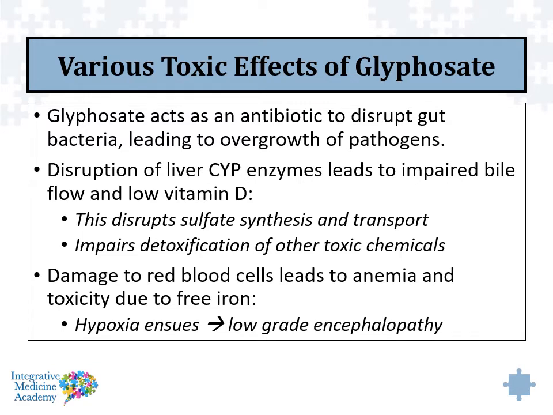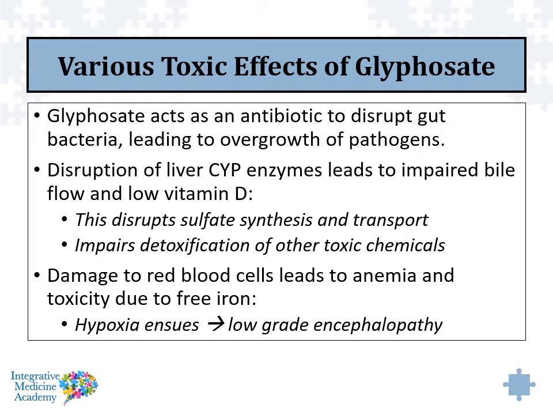So we know that glyphosate can act as an antibiotic. It basically can disrupt the gut bacteria, can lead to an overgrowth of pathogens like Clostridia bacteria. It can disrupt various enzyme pathways, including the P450 system, that ultimately could lead to impairments in bile flow. Bile we need for fat digestion and fat-soluble absorption, like vitamin D. So ultimately what ends up happening is you disrupt sulfate synthesis and transport, can disrupt phase 2 and ultimately phase 3 liver detox, which can compromise our digestive system.